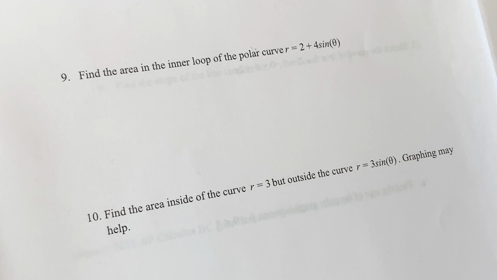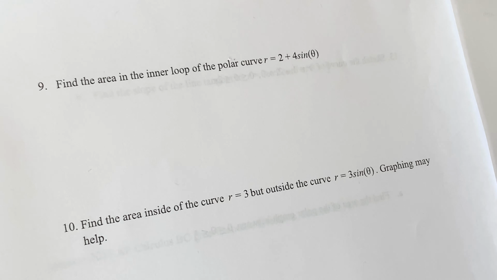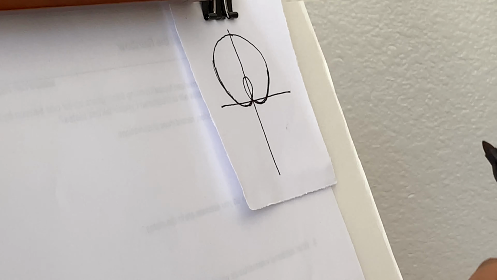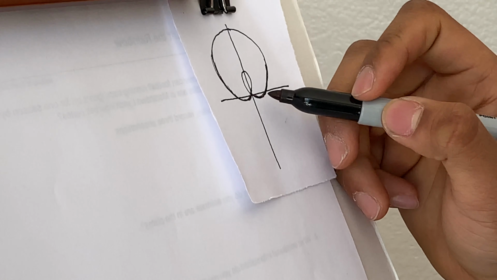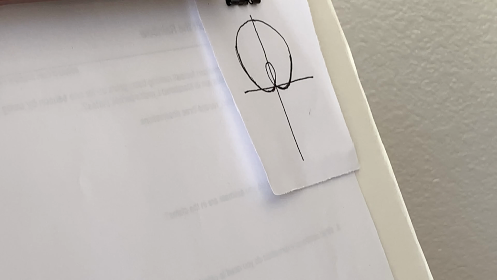Number 9. Find the area in the inner loop of the polar curve r equals 2 plus 4 sine theta. Here's the graph for that polar curve, and as you can see, here's the inner loop that starts at the origin and ends at the origin. So what we want to find is the intersections between the polar curve and the origin.